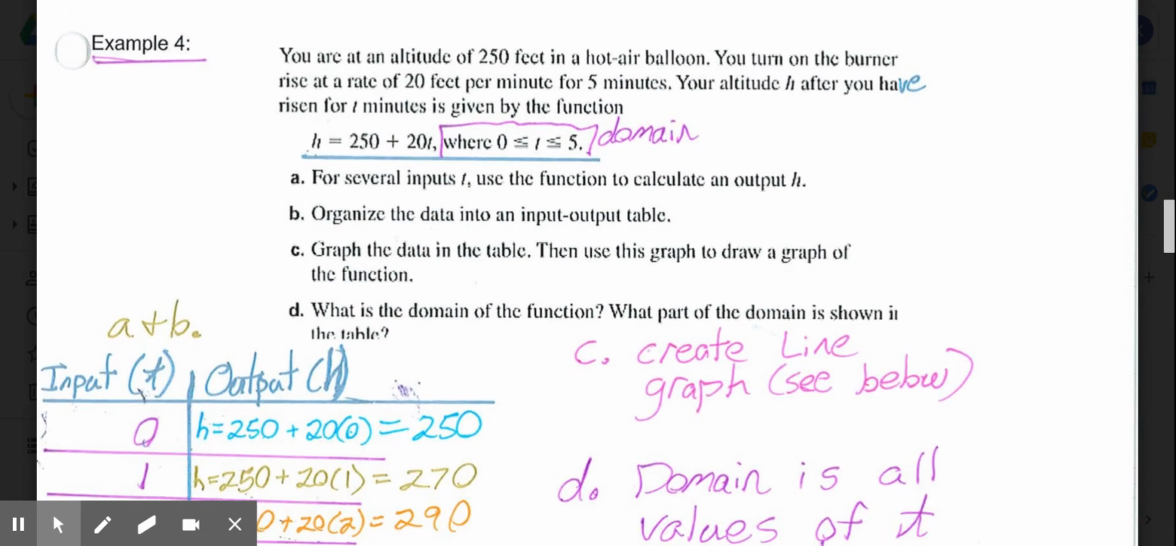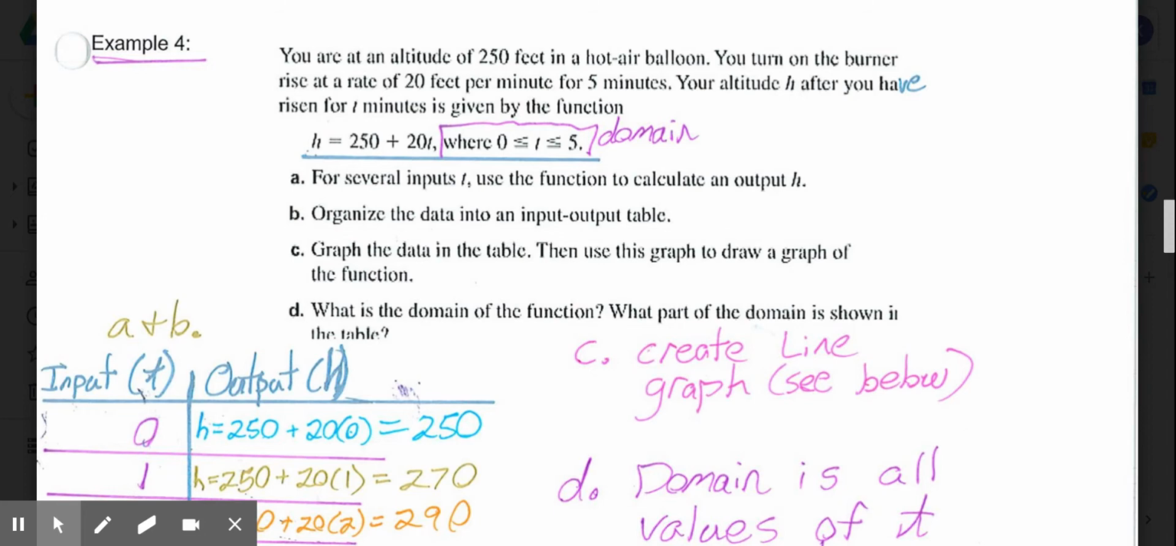Example 4 is showing how this can be applied to a different scenario, word problem, with an equation, and you'll eventually see there's some limits to our domain. So first, let's look at the word scenario. You are at an altitude of 250 feet in a hot air balloon. You turn on the burner, and it rises at a rate of 20 feet per minute for 5 minutes.